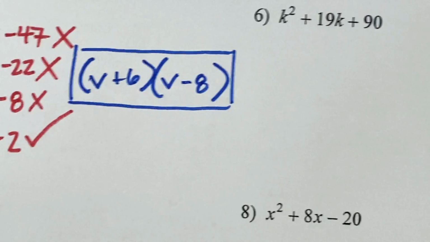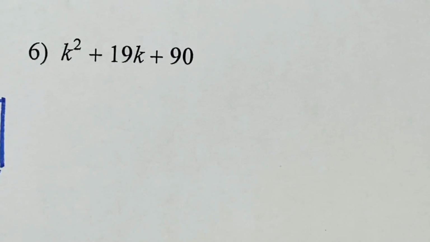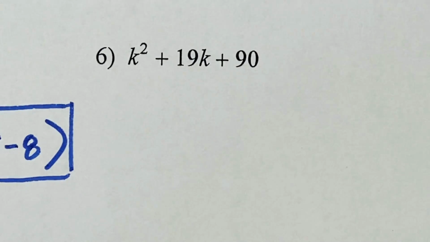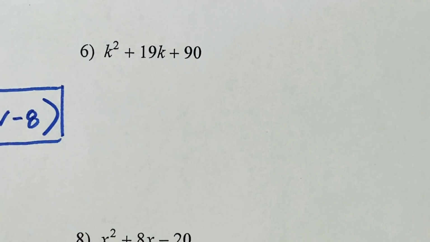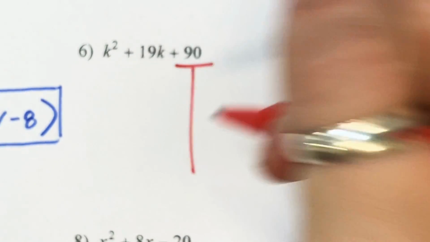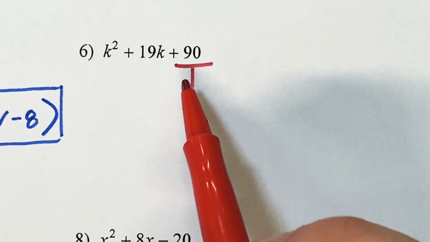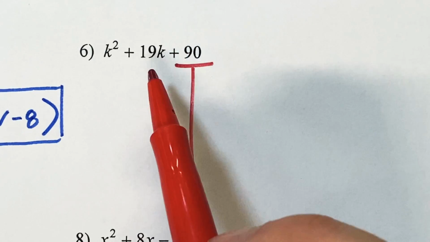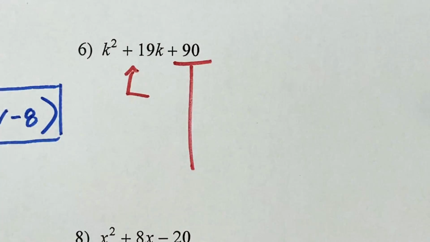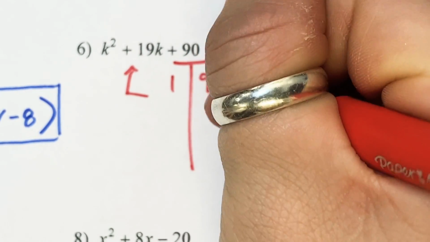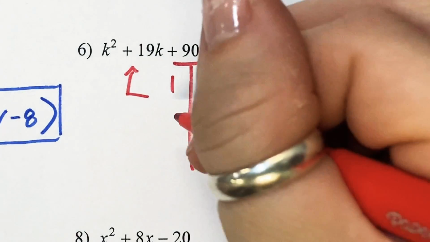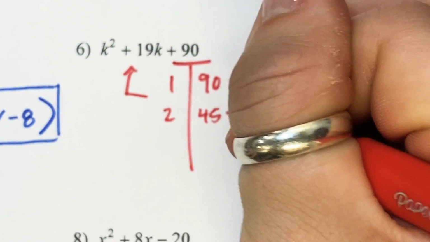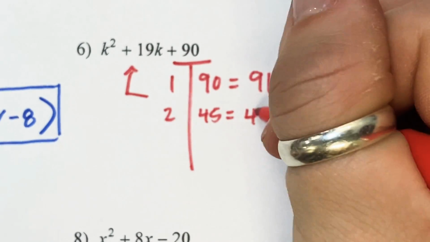Okay, so let's do the same thing on number 6. Look at 90. You're always going to look at that last number. We need to figure out what two numbers multiply to 90, this time it's +90, to add to +19. Okay, so we know 1 and 90, probably not. That's going to equal 91. Nope, that's not it. Okay, what about 2 and 45? No, that's going to give us 47.